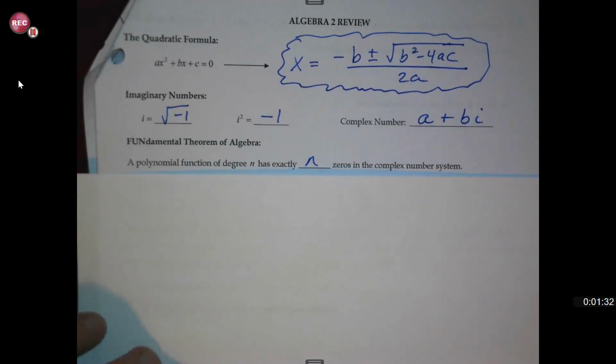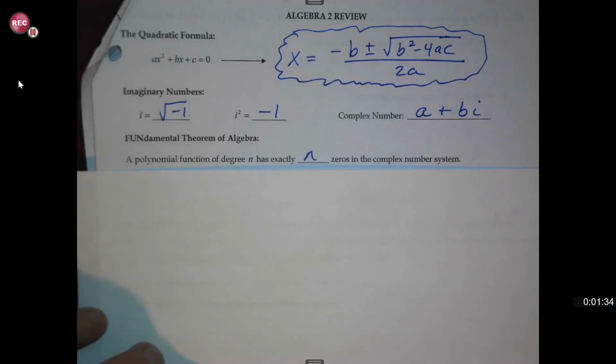Our fundamental theorem of algebra says a polynomial function of degree n is going to have exactly n zeros in the complex number system. So if it's a degree 3 polynomial, it's going to have 3 zeros in the complex number system, meaning not all of them might be real numbers, but it might be a combination of real and imaginary numbers.